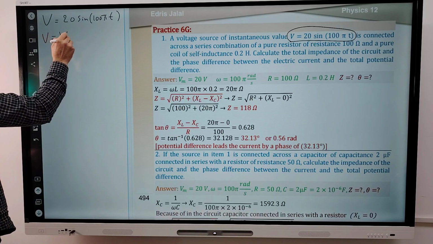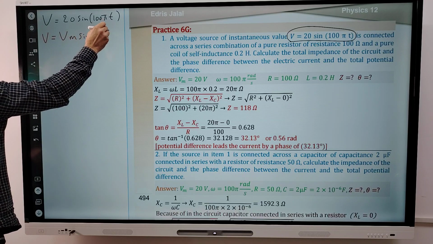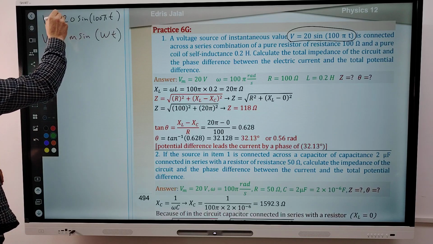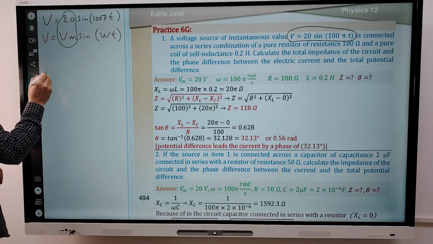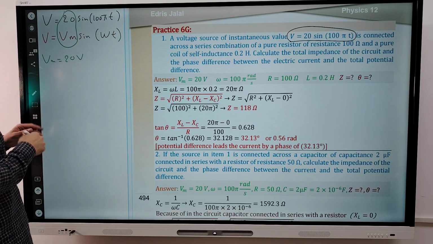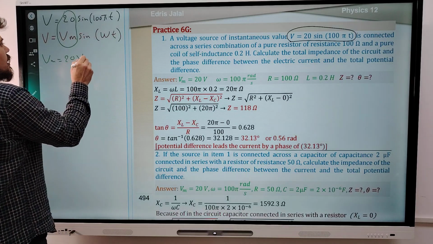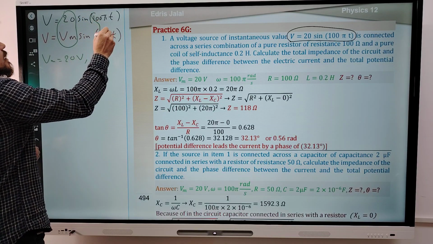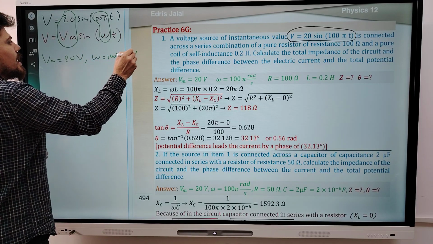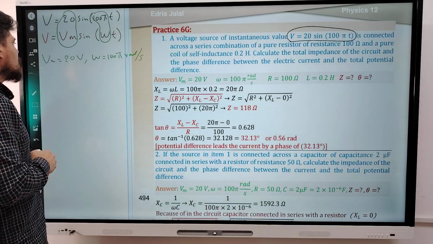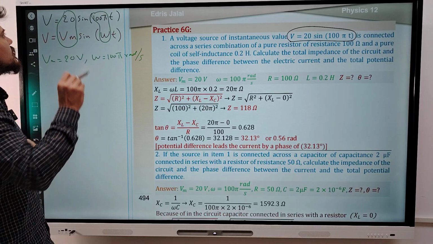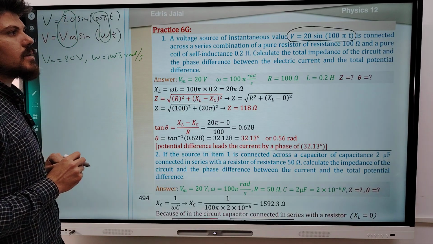V is equal to VM sine omega t. Now what is the magnitude of VM? VM is equal to 20 volt, the maximum value of potential difference, according to the equation we found it. Okay, so what about the omega? Omega is 100 pi rad per second. So by the equation we get the maximum potential difference and the angular speed of the circuit.